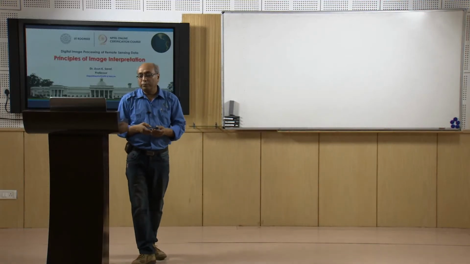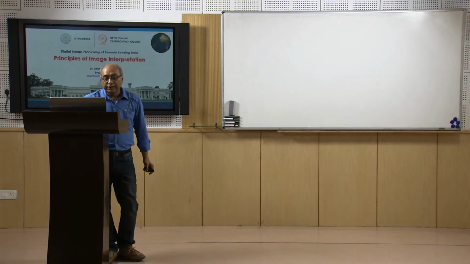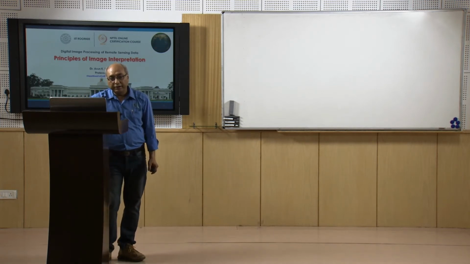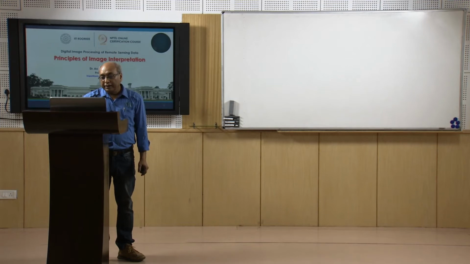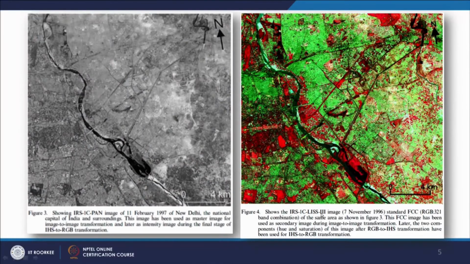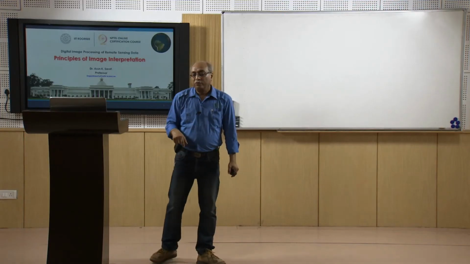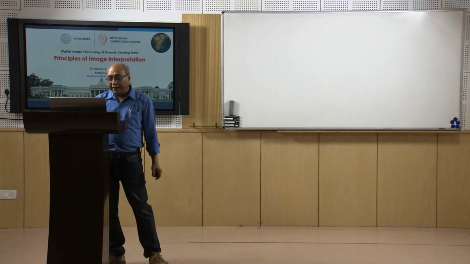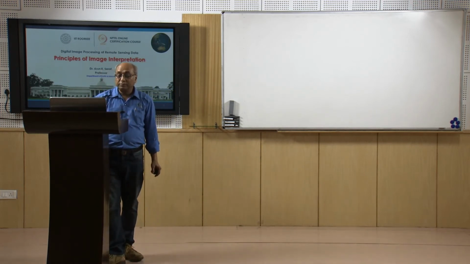And this is one example of Delhi, where LISS-3 pan data is there, 5.8 meter spatial resolution, and the corresponding image is LISS-3 data. This is the pan data of 5.8 meter resolution. The LISS-3 is 23.5 meter resolution. So here on the right side, the resolution is relatively coarser, but you have color images, whereas the pan image has a higher spatial resolution, but is in black and white.